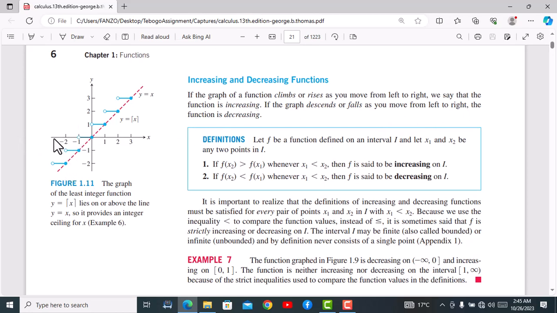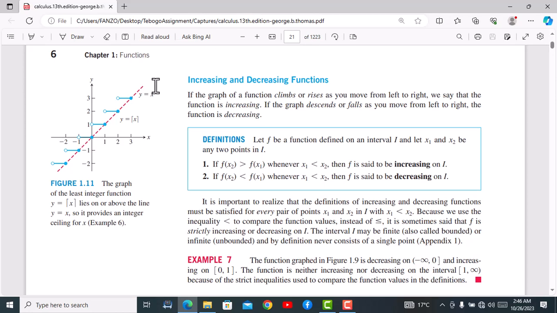So as the values of x are decreasing, as you can see here, so are the values of y, and therefore the function is decreasing. As the values of x are increasing, so are the values of y, and the graph is increasing. So increasing and decreasing on the Cartesian plane deals with the values of x and y.